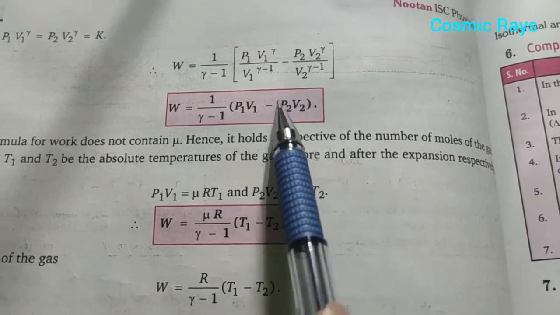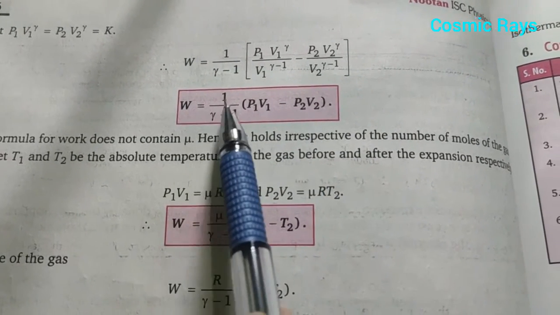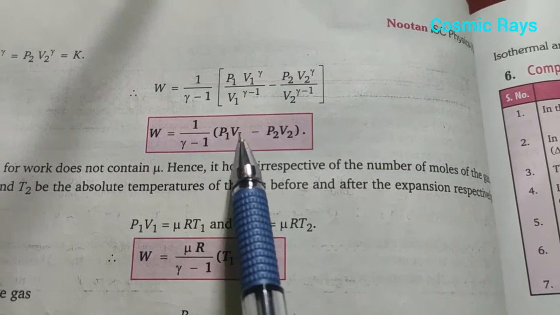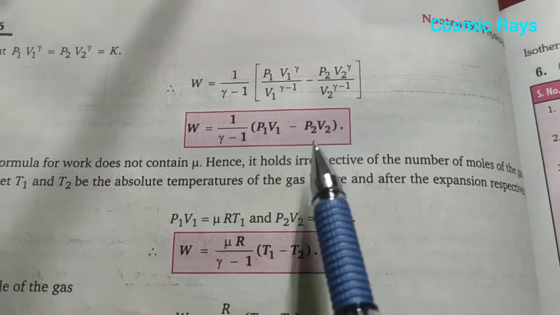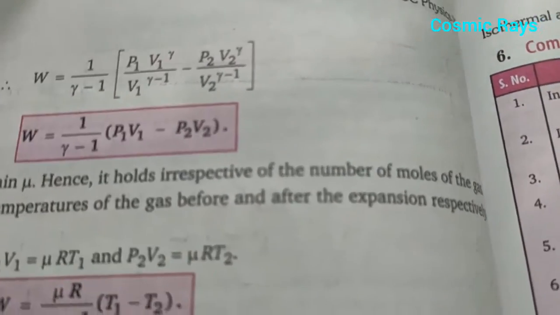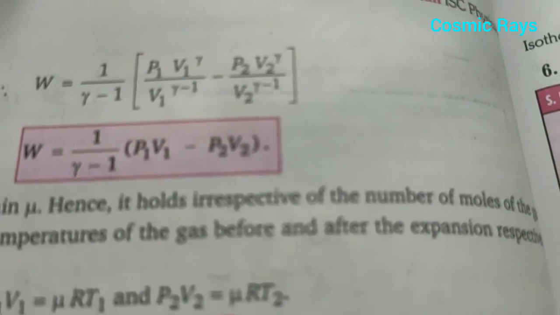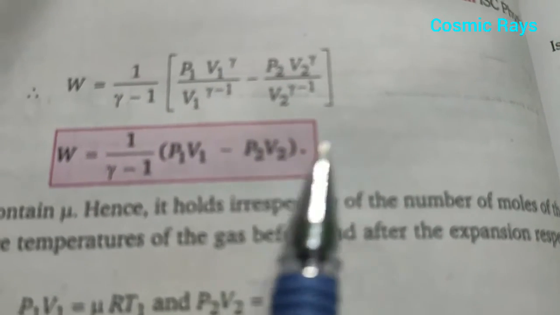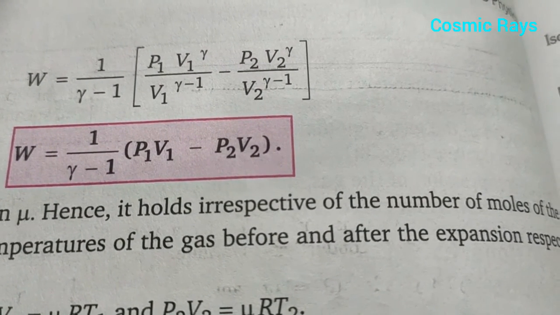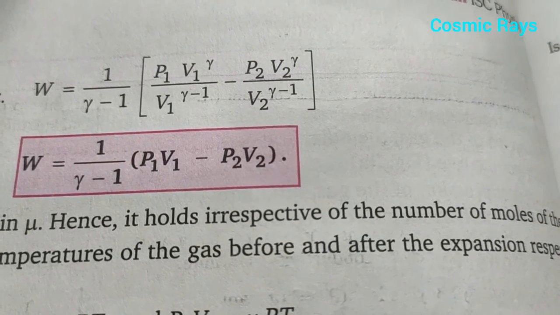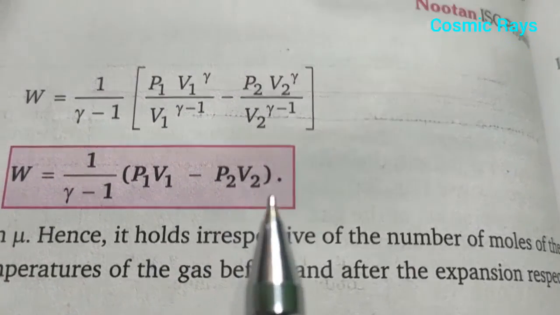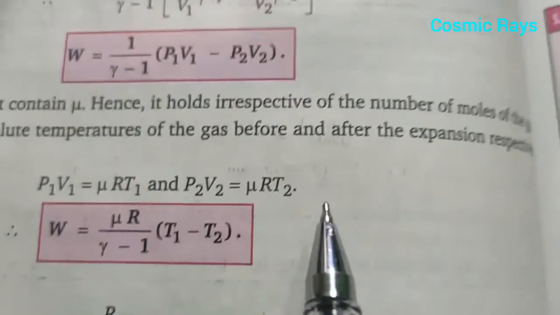Similarly here also, so we have W, or work done, equal to 1 by gamma minus 1 within bracket P1 V1 minus P2 V2. So this formula is for the work done, and here you will see that we had taken mu moles of gas, but that term is not contained in this final formula. Now this can be modified in terms of temperature, again using that PV equal to mu RT.